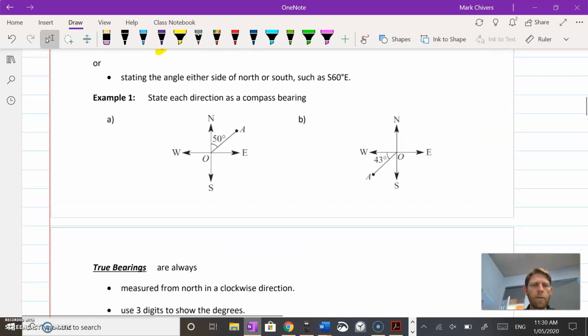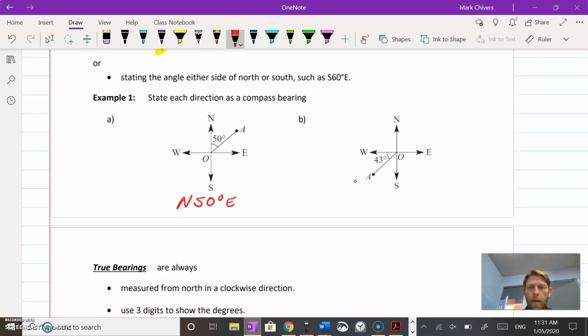Okay, so just going off how we do this, example 1 says state each direction as a compass bearing. So a compass bearing is going to start with either north or south first, and then an angle moving in a direction of either east or west. In this case, this angle is closest to north, so it's north, and then we move 50 degrees in the direction of east, and that's the compass bearing.